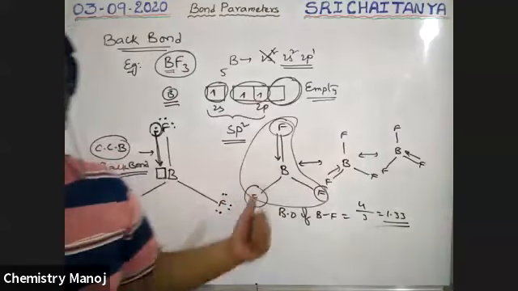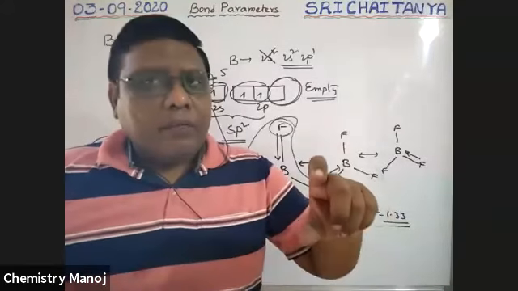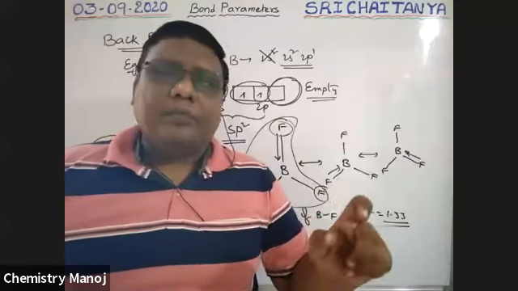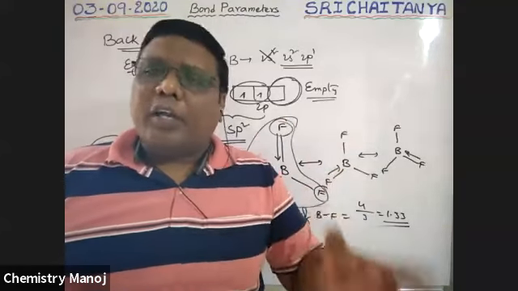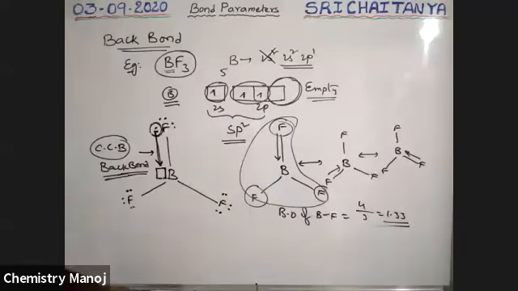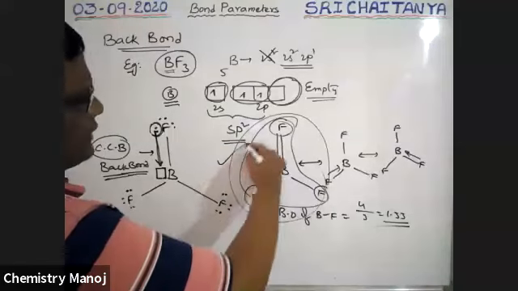See here, it is very, very important. When the central atom and attached atoms are such that either one has a lone pair and another has an empty orbital, back bonding is automatically possible. Now see boys, in BF3, back bonding is acceptable.